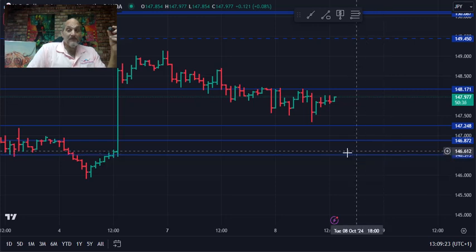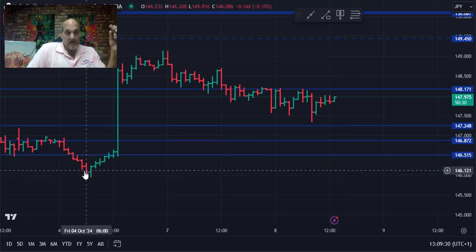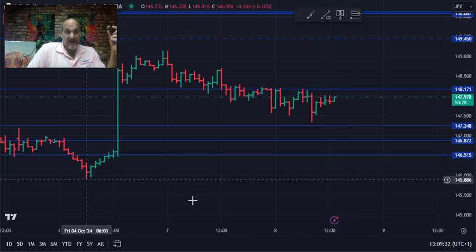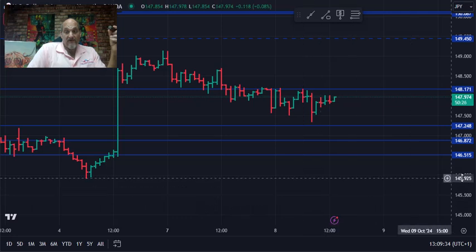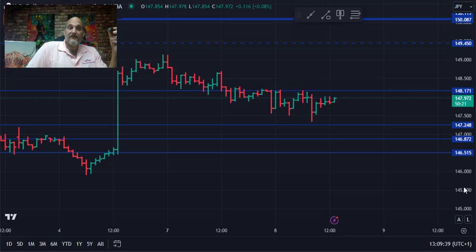If for some strange, crazy reason we break 146.50, we're heading right to this low bar's close at 146.11, and then we've got 145.86. That's a lot for dollar yen to do today. I mean, it's been quiet. That's the only reason why I say it, because this is Forex and anything can happen.